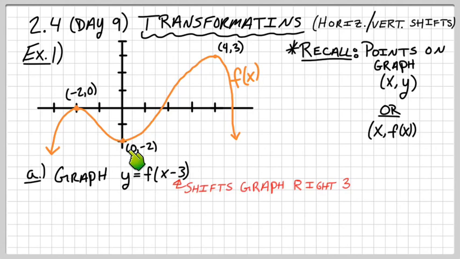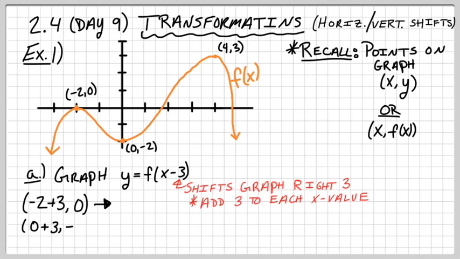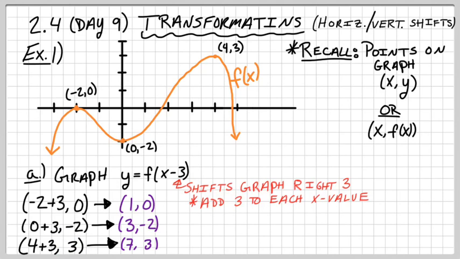Okay, so in terms of the points, we can find the exact points that we need to put down. We're going to drag it to the right 3. So basically we just add 3 to each x value if we're going to shift right 3. For negative 2 comma 0, 0 comma negative 2, and 4 comma 3, we're just going to add 3 to each one of those x values. So for the first point, add 3 to the x value, second point, third point. So our new coordinates will be 1 comma 0, 3 comma negative 2, and 7 comma 3.